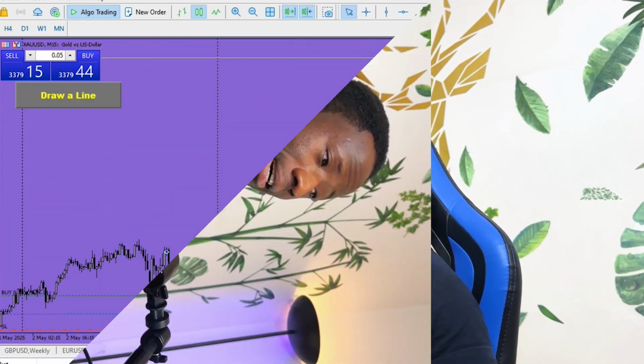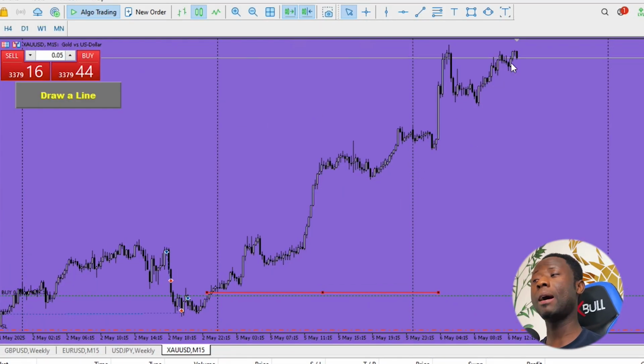Now let's move to the indicator. Good, I'm really hoping that this market will drop down, because of the reason that I will show you next. Let's go to the indicator.